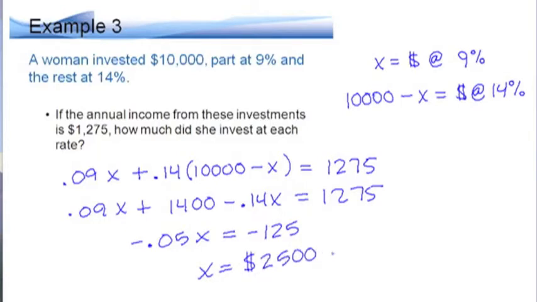So let's talk about what that means. This person, we don't even know her name and we're figuring out her business dealings for her. This person invested $2,500 in the 9% account. We also want to know how much she invested at the 14%. So how much was it? 7,500. At 14%. And I think that works out perfectly.